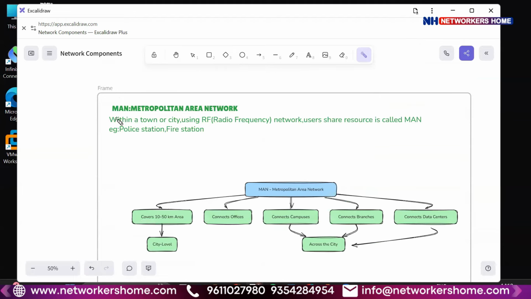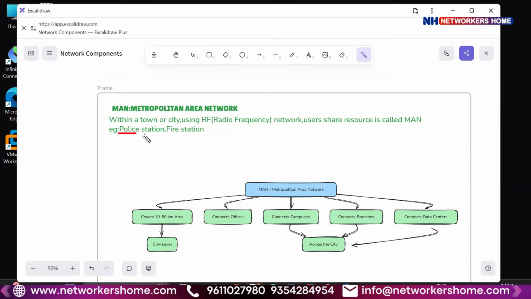Now here I have metropolitan area network. That is within a town or city, using RF radio frequency network, where the users share resources. It is called MAN, that means metropolitan area network. See, we have understood LAN, that is within a building. CAN is within a specific area. This MAN is within a town or city. Meaning, consider there are police stations in Bangalore. You will have multiple police stations. So one in HSR, another in BTM, another in Marathalli, another in Majestic, right? And if those police stations try to communicate with each other, then that is called MAN network. That means within a town or city. Okay. Within that 50-kilometer range, if you try to communicate, then that is called metropolitan area network.